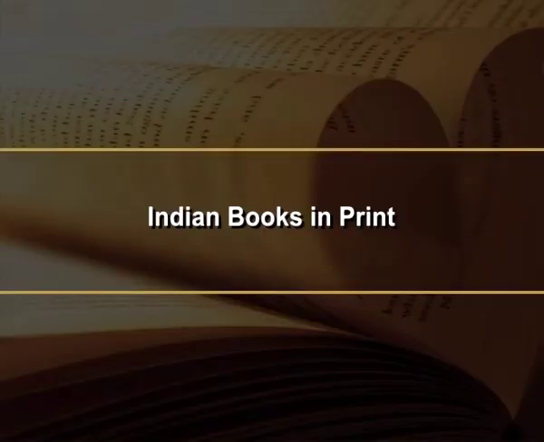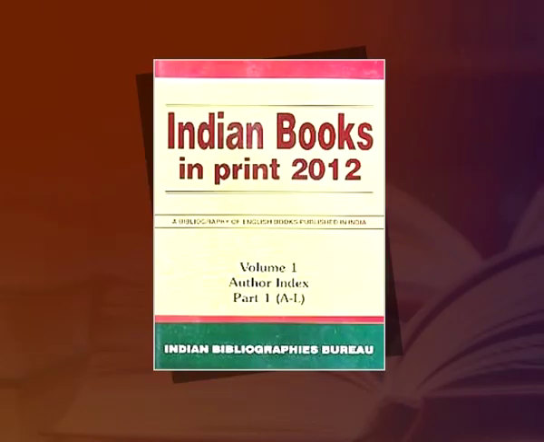Indian books in print. It is a bibliography of Indian books in English language till January 2012 in 3 volumes. Volume 1 arranged alphabetically by author and contains information about title, edition, publisher, collation, illustration, price and ISBN. Volume 2 is arranged title wise and Volume 3 is classified according to Dewey Decimal Classification and is arranged subject wise. It is published by Indian Bibliographies Bureau.